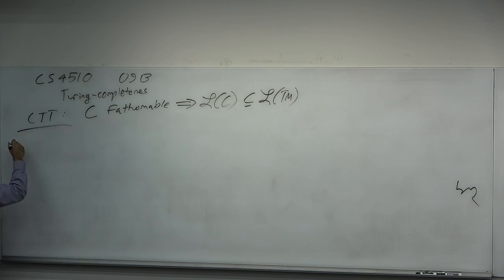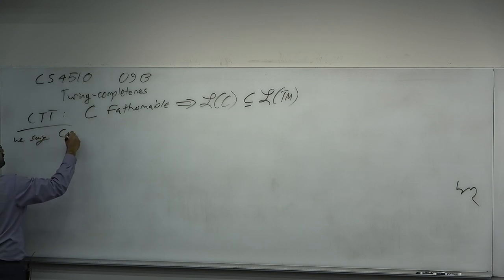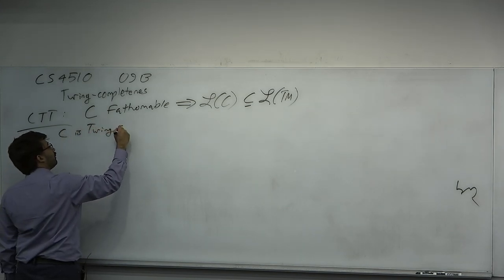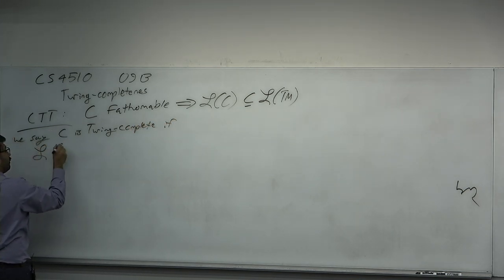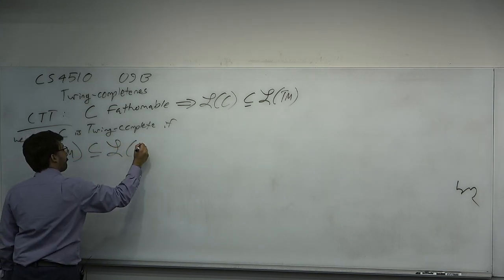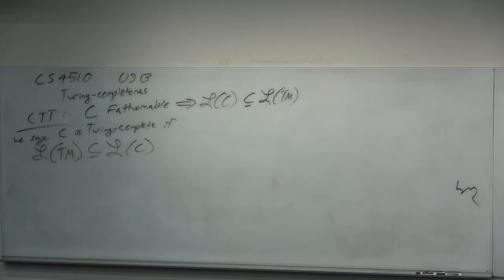We get an analogous theorem. We say C is Turing complete if L of TM is a subset of L of C. Why? Turing machines are a really big, huge, powerful class. If you can simulate a Turing machine on something, then great, that thing is powerful. Usually we want to define a model of computation to be Turing complete if it's equivalent to a Turing machine, but it's sufficient for us to simply do the set containment one way.